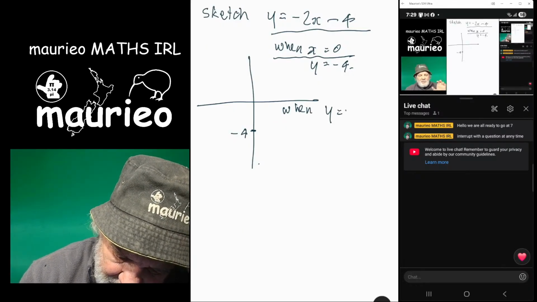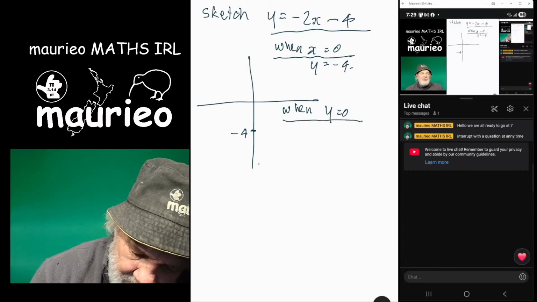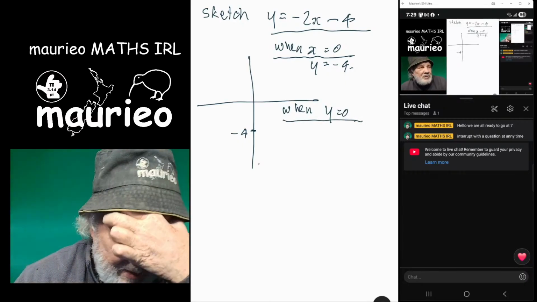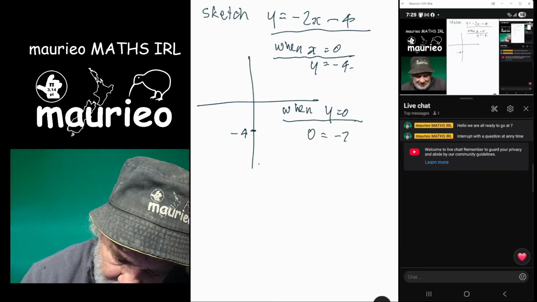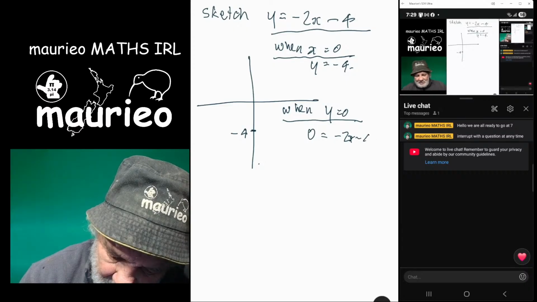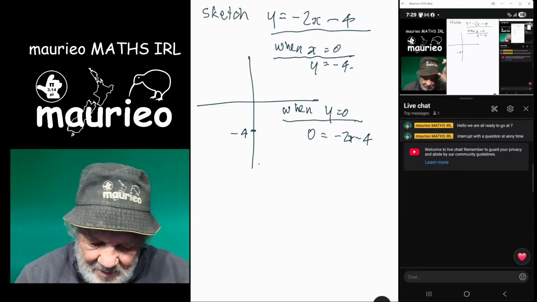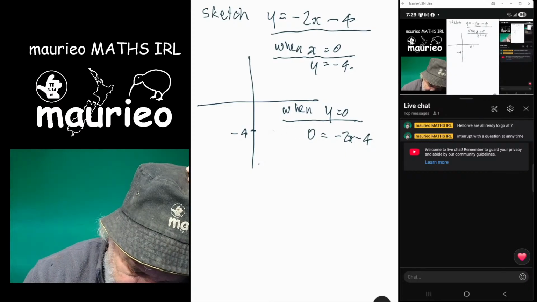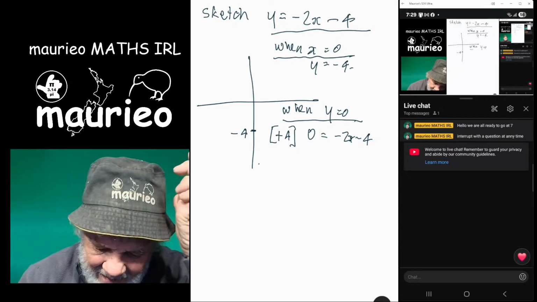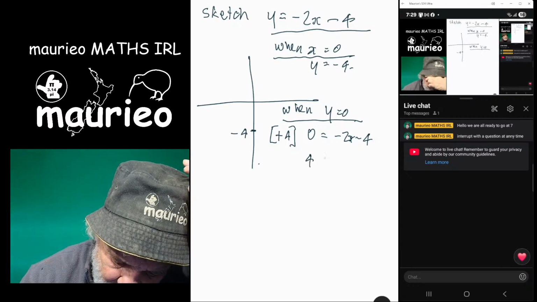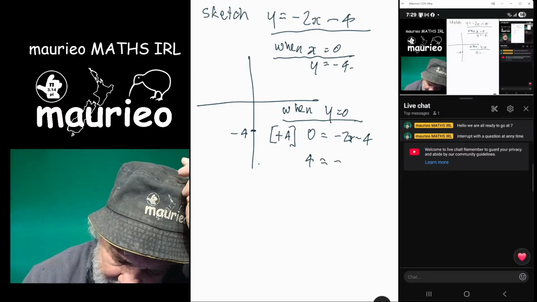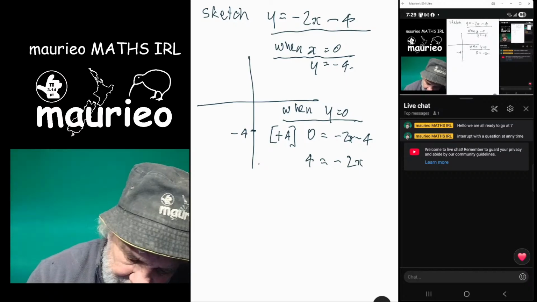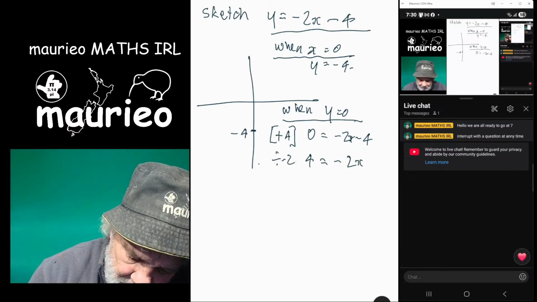y equals 0. When y equals 0, we get 0 equals -2x minus 4. I've run out of room over there, so I'm going to add 4 to both sides, which will eliminate that -4: 4 equals -2x. Then I'm going to divide by -2.